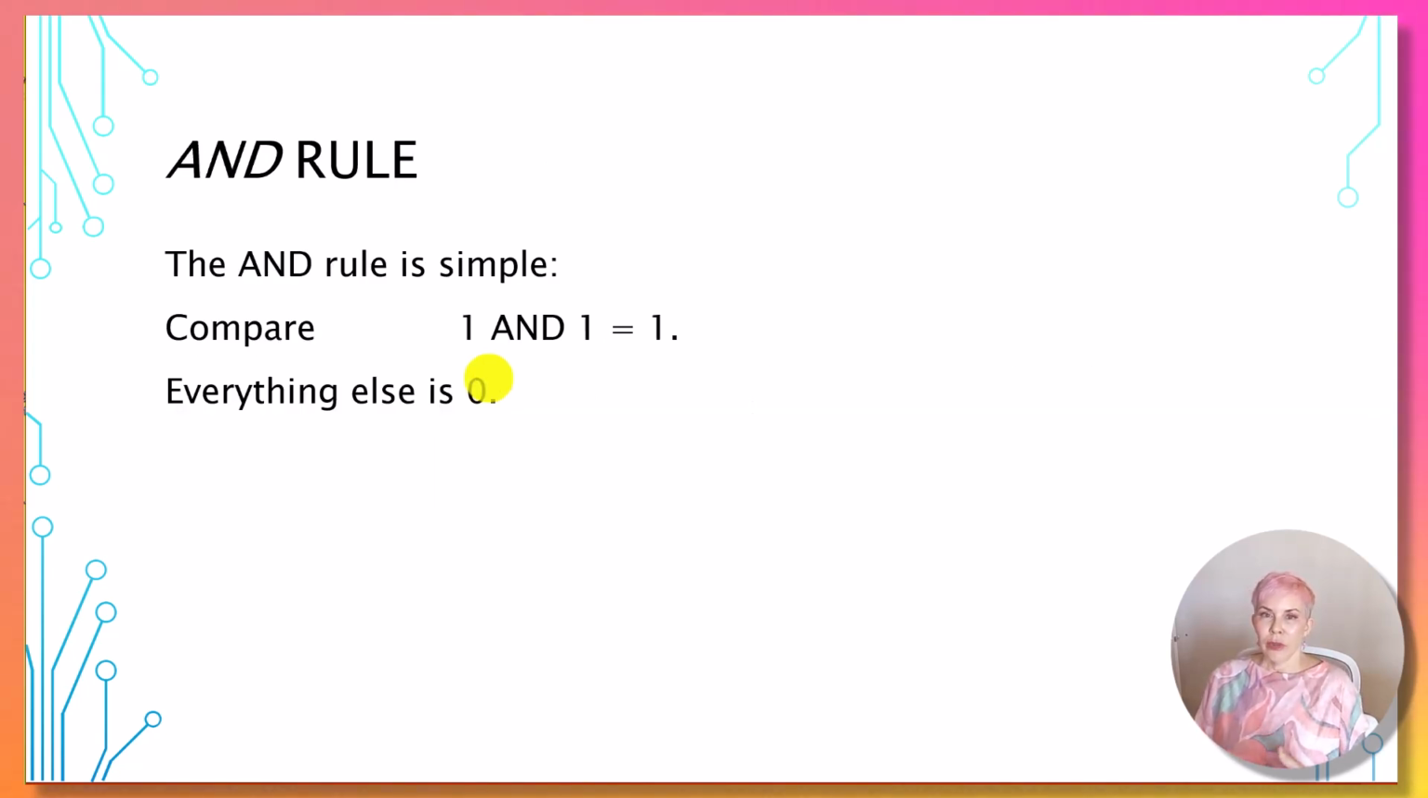The AND rule is simple. We have two values and we compare them. For our purposes, we're going to compare binary values. As an example, 1 and 1. So we compare 1 to another 1. And the outcome is 1. All others are 0. Everything else is a 0. Here's the example. 1 and 0 is 0. 0 and 0 is 0. That's how simple Boolean is.